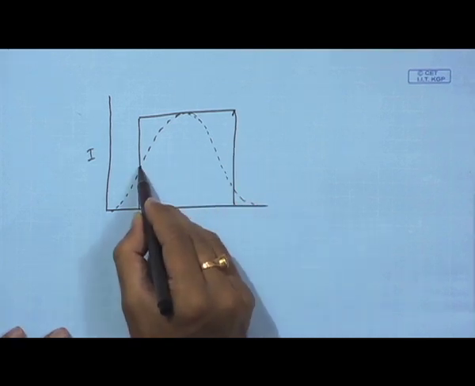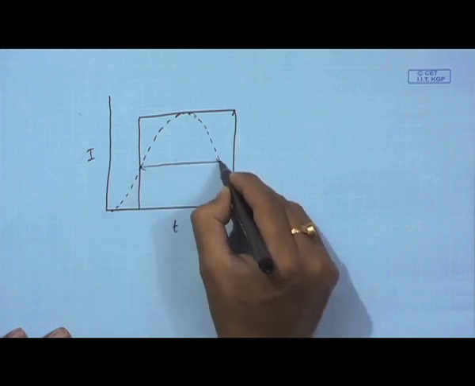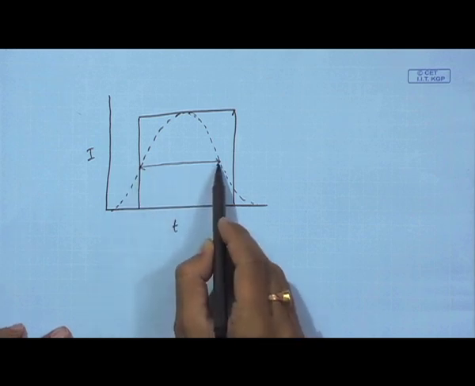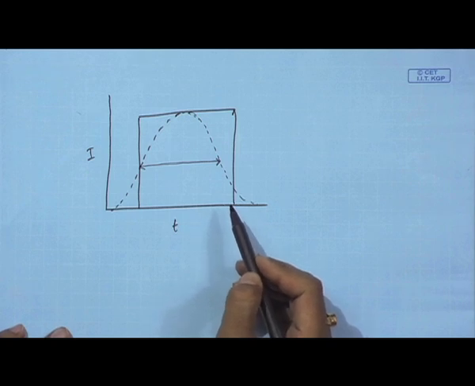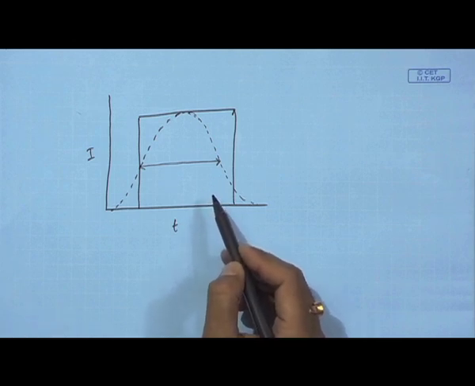So, width means this is your full width half maximum. Okay. So, this width is basically determining how fast you will be able to detect a reaction or not. So, the width of your flash is very important.